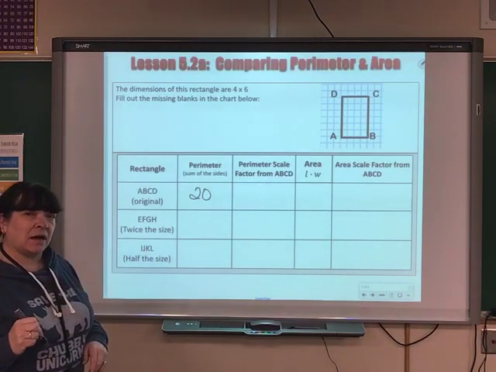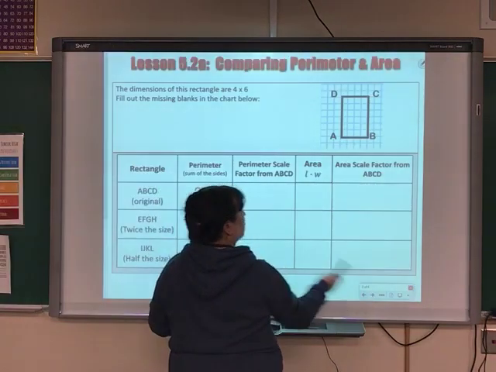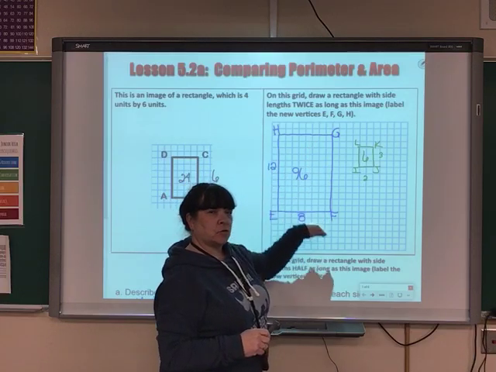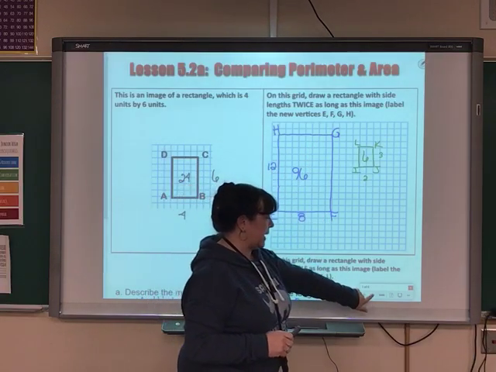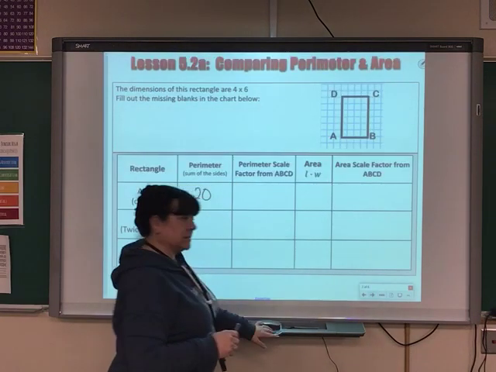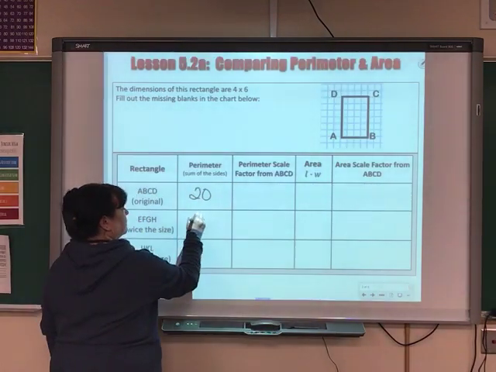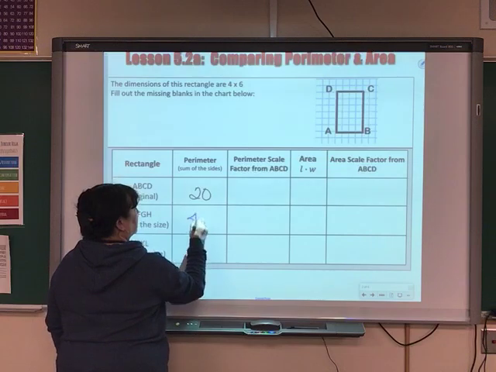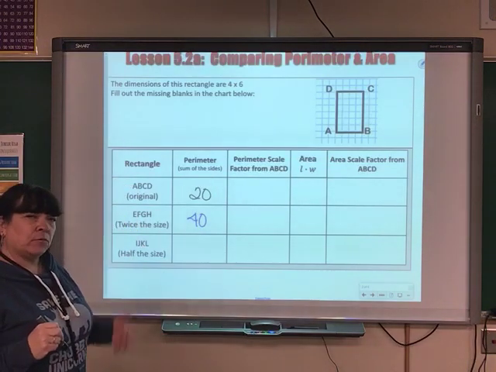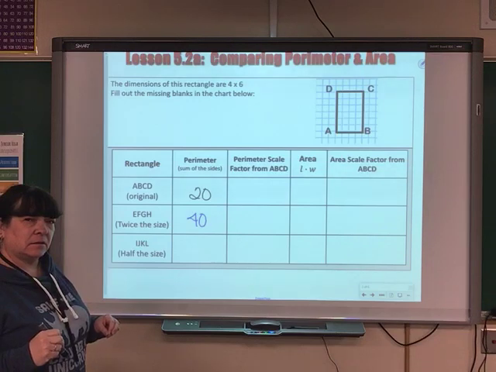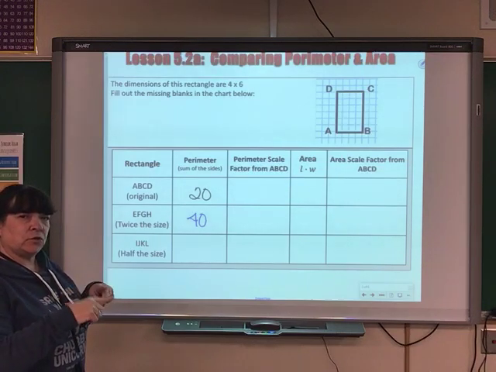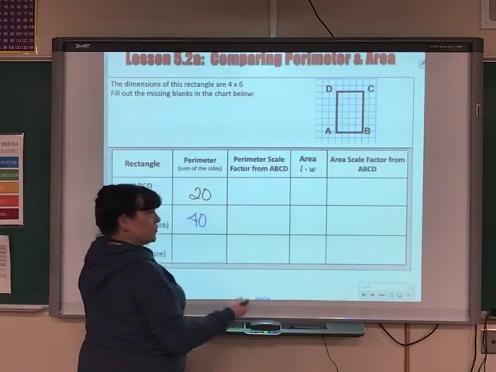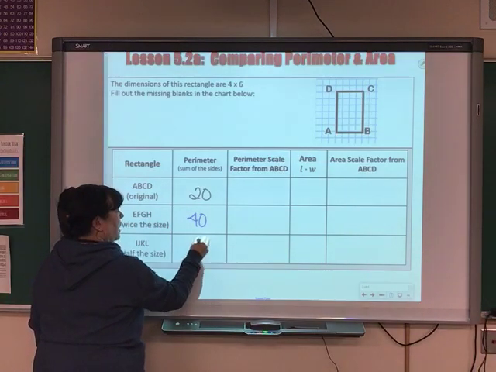Our twice the size, however, if we look back at it, that one was 8, 12, 8, 12. What happens when I add 8 plus 12 plus 8 plus 12? I get 40. And what about my smaller rectangle? That was 2, 3, 2, 3. So when I add 2 plus 3 plus 2 plus 3, I get 10.